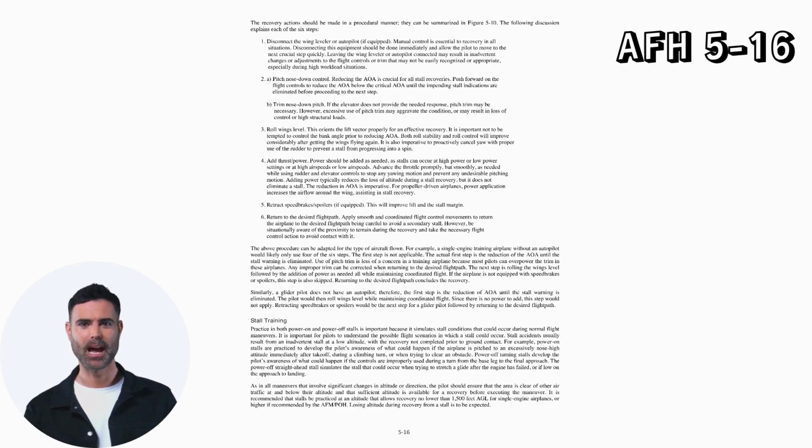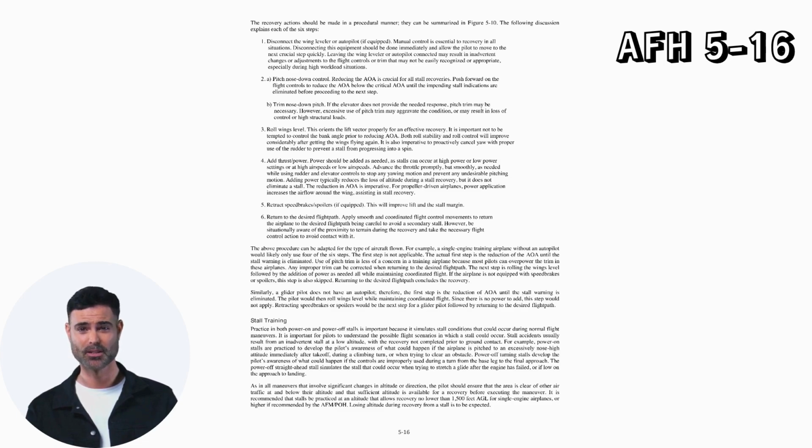The above procedure can be adapted for the type of aircraft flown. For example, a single-engine training airplane without an autopilot would likely only use 4 of the 6 steps. The first step is not applicable. The actual first step is the reduction of the AOA until the stall warning is eliminated. Use of pitch trim is less of a concern in a training airplane because most pilots can overpower the trim in these airplanes. Any improper trim can be corrected when returning to the desired flight path. The next step is rolling the wings level, followed by the addition of power as needed, all while maintaining coordinated flight. If the airplane is not equipped with speed brakes or spoilers, this step is also skipped. Returning to the desired flight path concludes the recovery.